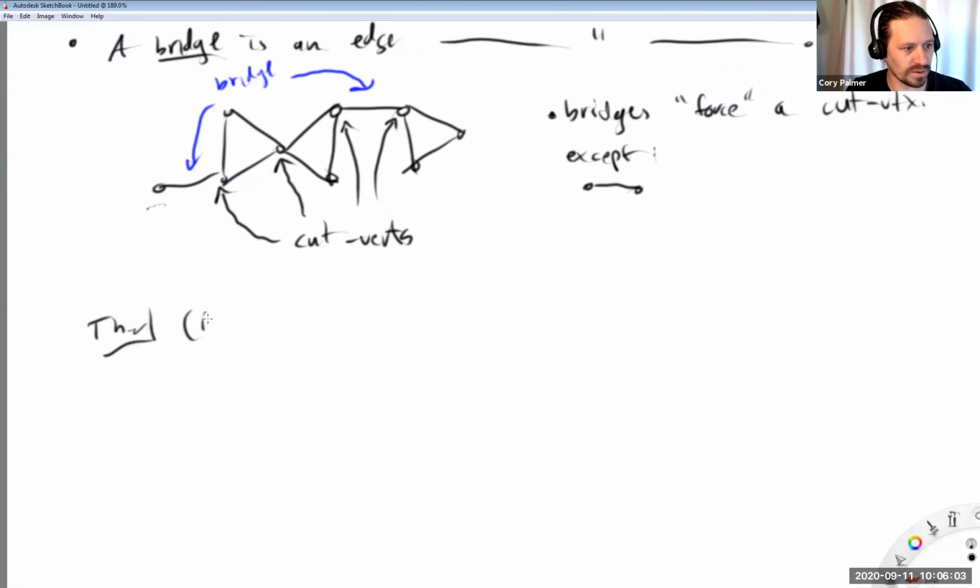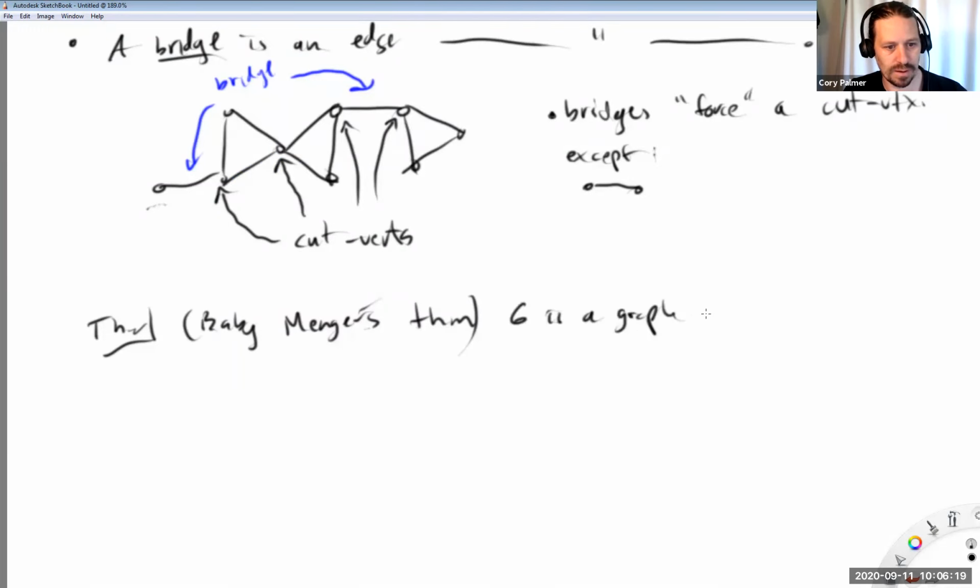Okay, so theorem, I'm going to call this baby Menger's theorem. We'll prove a straightforward generalization of this later, but the proof technique here is nice and gives a good warm up for that. So G is a graph on at least 3 vertices. This is essentially to avoid this scenario here, but you can deal with that separately if you want to. Is 2 connected.